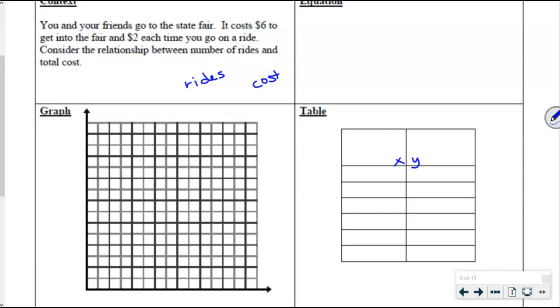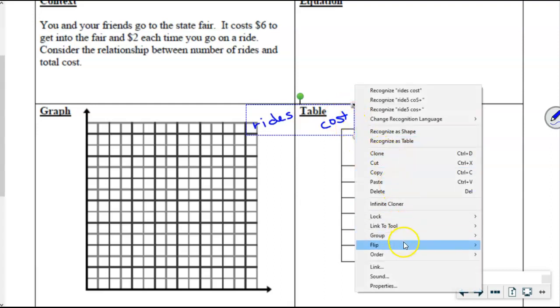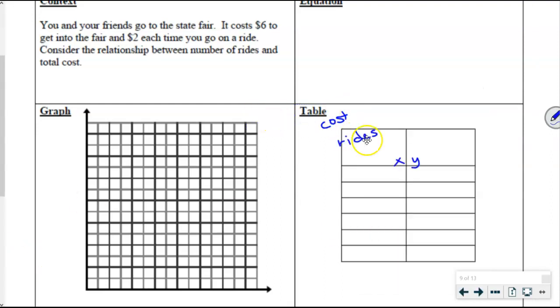Okay, who wants to share their thoughts? All right, Michael. Cost goes first? Oh, those were supposed to be separated. Okay, you said costs in the first and rides in the second. Who agrees? Okay, we've got one other table that agrees. And the other 2 tables, what do you guys think? Aaliyah.